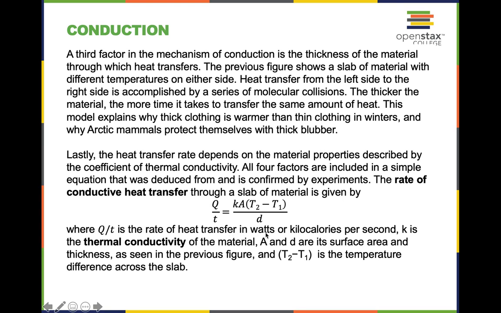Where Q over t is the rate of heat transfer in watts or kilocalories per second, k is the thermal conductivity of the material, A and d are its surface area and its thickness, as seen in the previous figure, and T2 minus T1 is the temperature change.